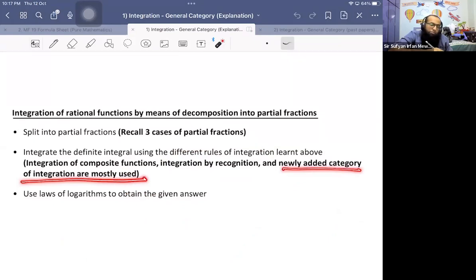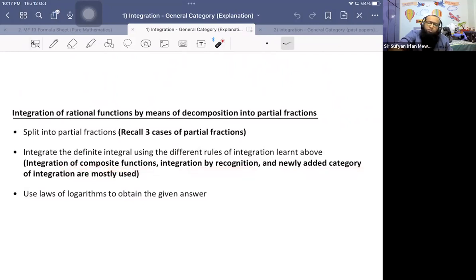So in partial fractions, mostly whenever this newly added category is tested, it has come with integration by partial fractions. So this is extremely important that the newly added category comes with partial fractions. So integration of composite functions or integration by recognition and newly added category.